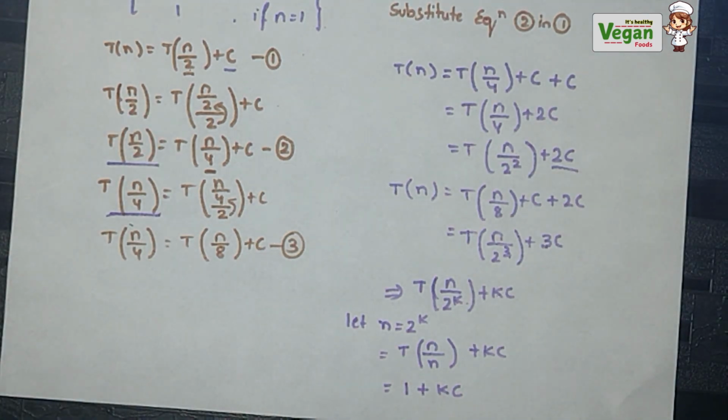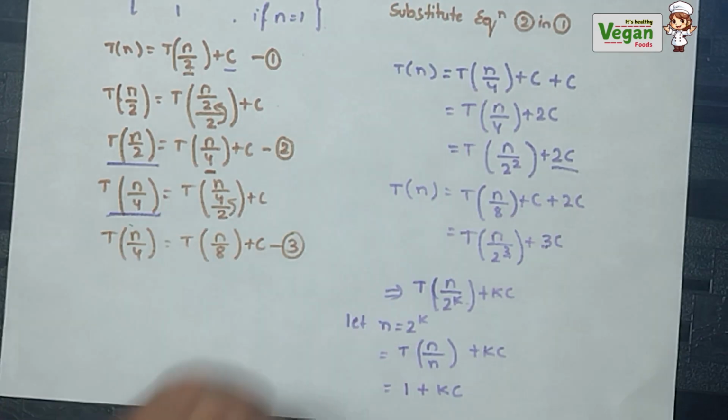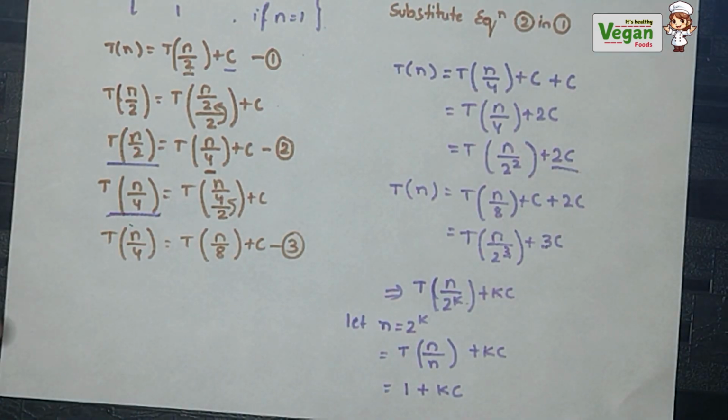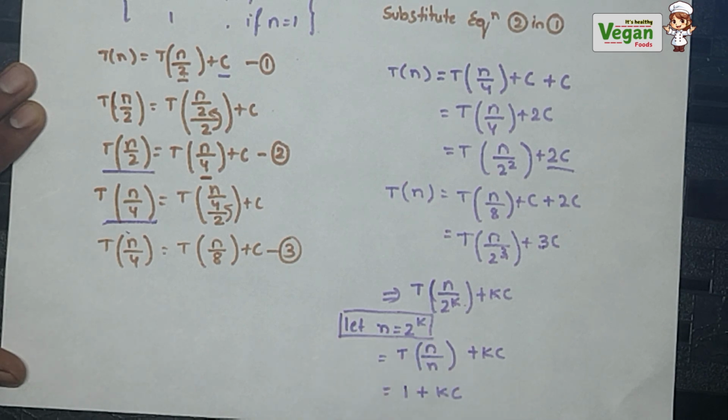We can't keep it in the k and c format. We must keep it in the form of n, because in the question it is given in the form of n. So how to keep it in the form of n? We have assumed that n is equal to 2 power k.